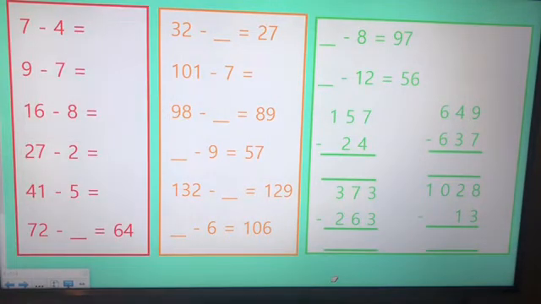Right then, so before we move on to learning anything new today, I want to see what you can remember from last time. Now on the screen there are 3 sets of subtraction problems and they're coloured red, orange and green.